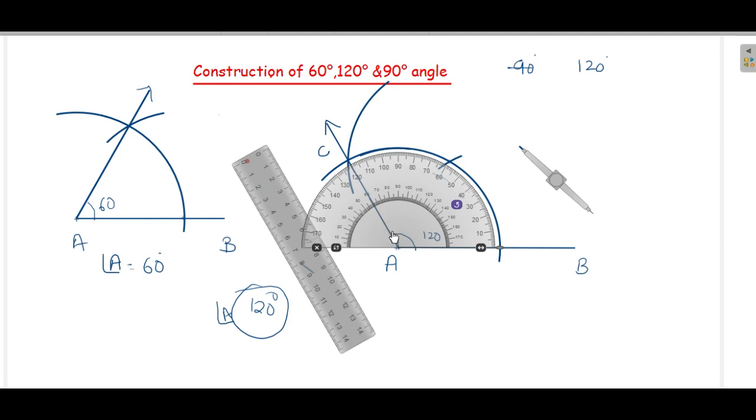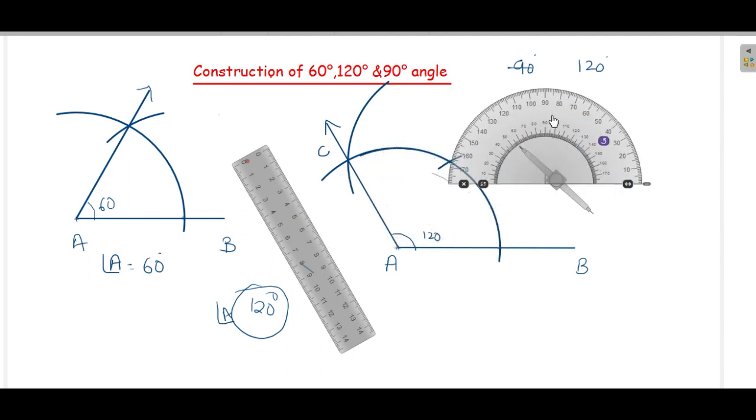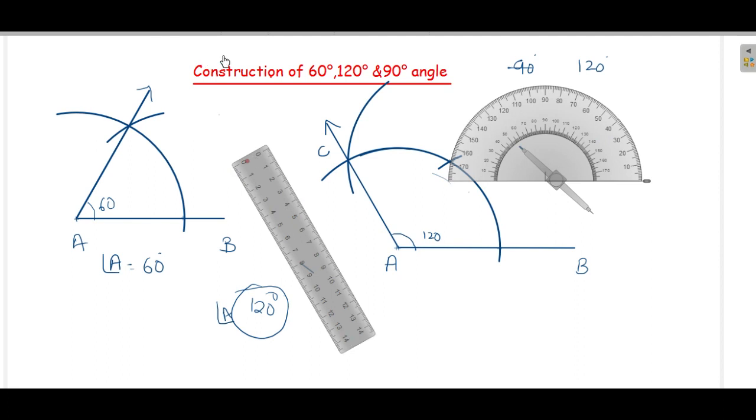As you can see, our line is towards the right of the protractor. We are measuring from this 0, 0, 10, 50, 60, 70, 90. Here it is 120. So using this protractor we can check that the angle over here is 120 degrees. Now let us move further to the construction of 90 degrees.